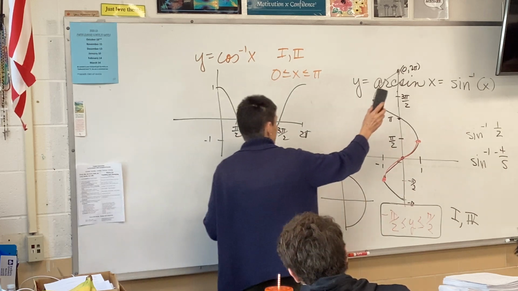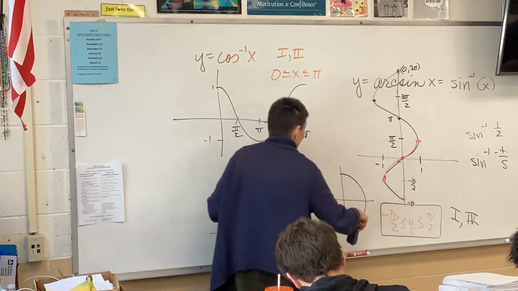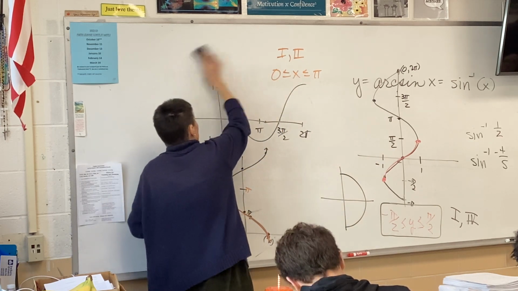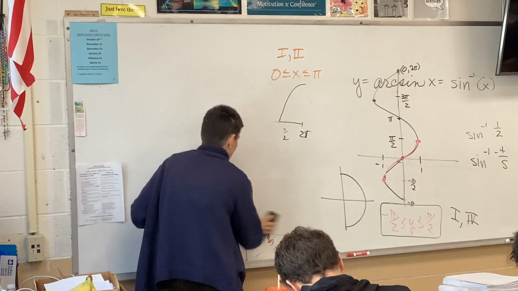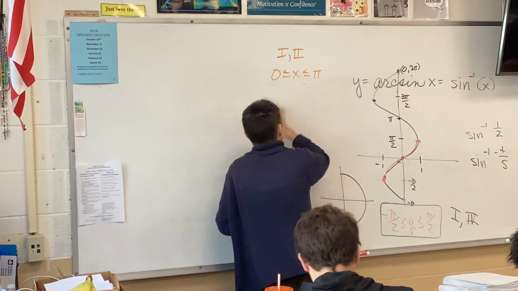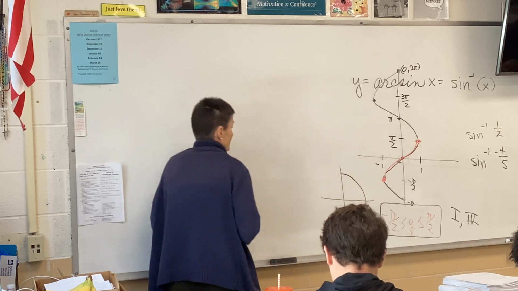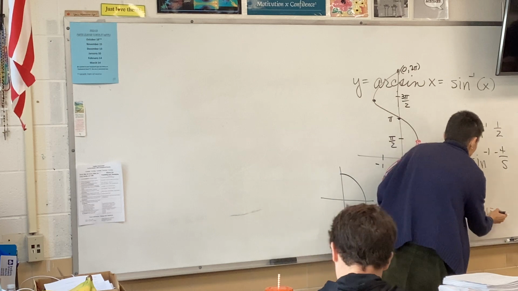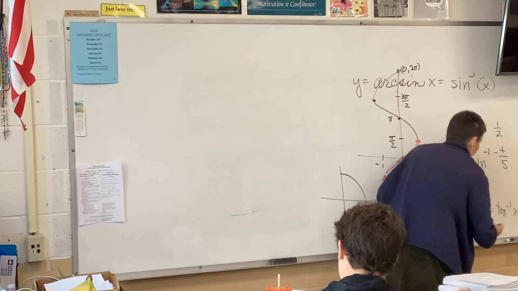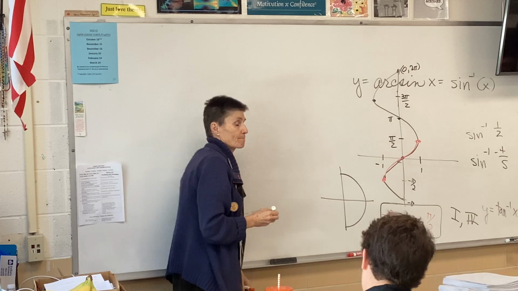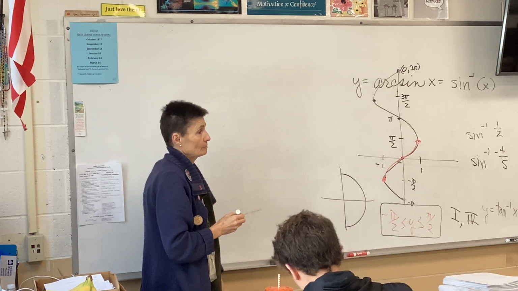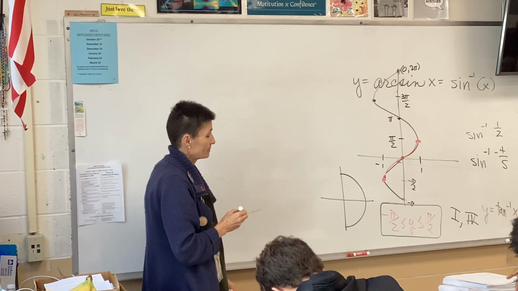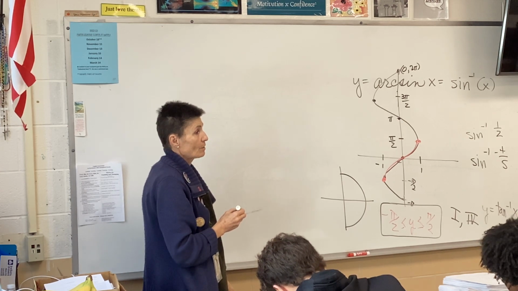Principal values for sine, negative 90 to 90. Principal values for cosine, 0 to 180. What about tangent? The principal values for the tangent are the same as for the sine.